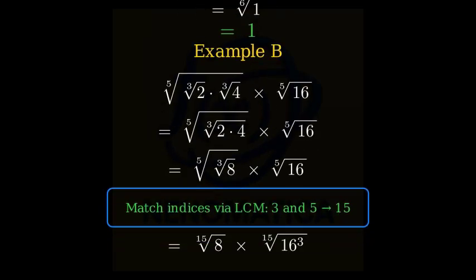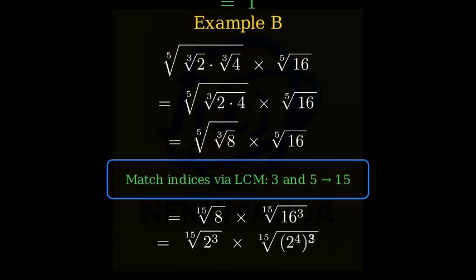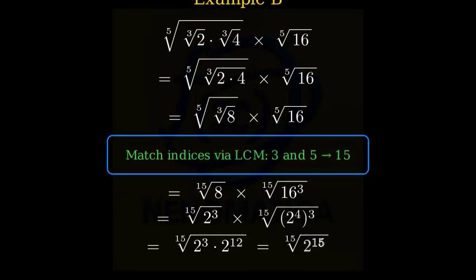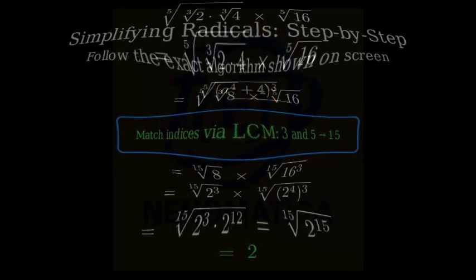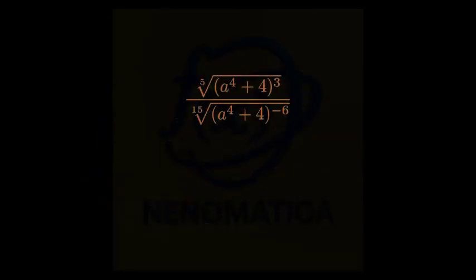Convert each factor to a 15th root using the least common multiple of 3 and 5. Multiply inside one 15th root and rewrite powers of 2. The 15th root of 2 to the 15th equals 2. Display the root power property we will use.